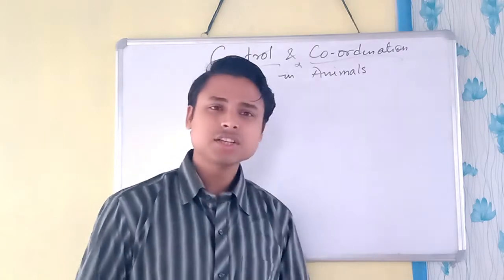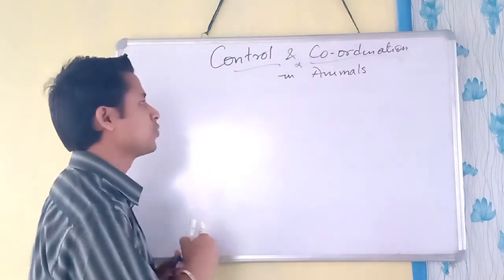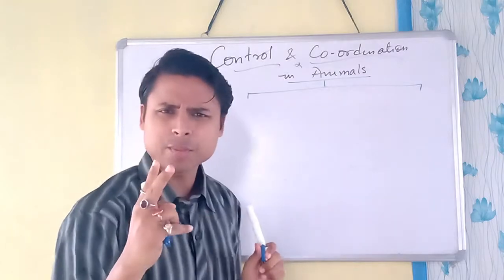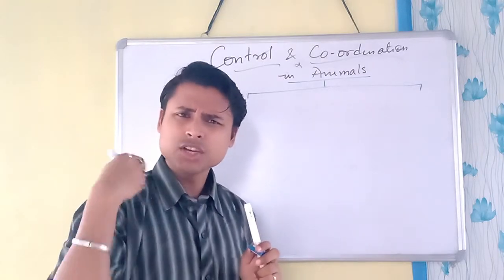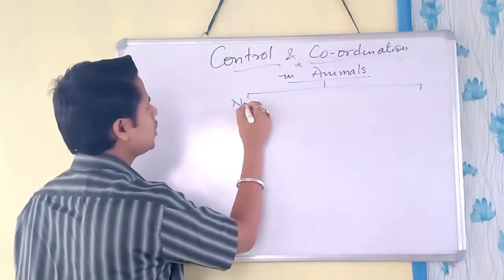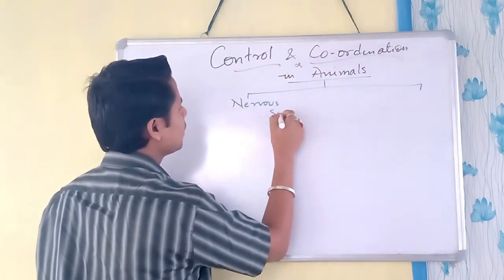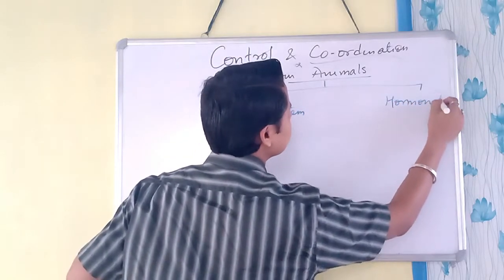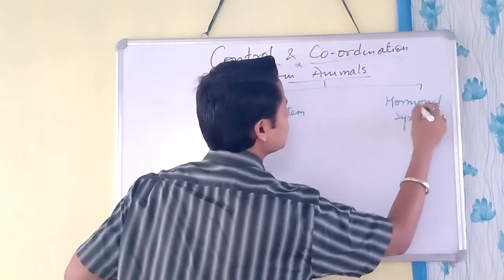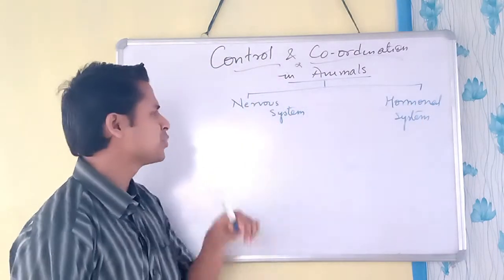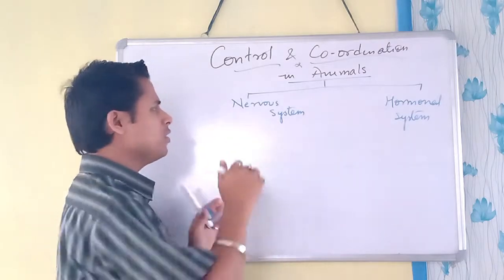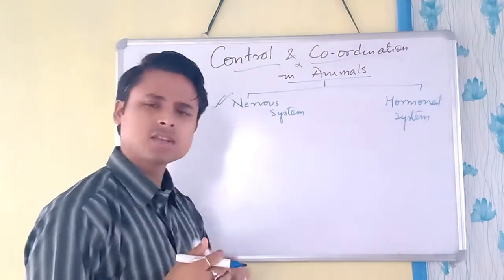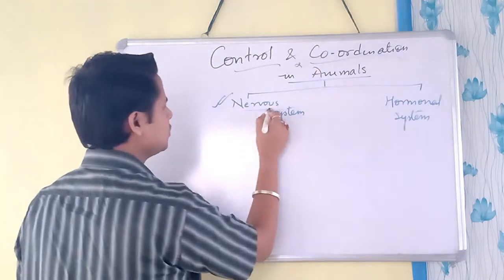Control and coordination in animals is done by two systems. One system we call the nervous system, and another we call the hormonal system. Nervous system and hormonal system. In today's video, we will only cover the nervous system, and in the next video we will discuss the hormonal system.